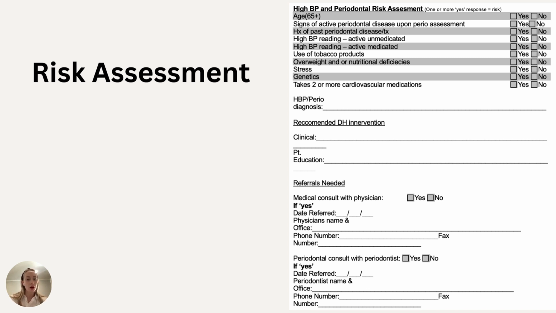And then the bottom half of this is referrals needed. So based on the outcome of this risk assessment, as well as other tools you're using, you can determine whether a medical consult with a physician may be indicated. If it is indicated, we're going to check yes, and then we're going to fill the rest out. Essentially, the rest is just any information that may be pertinent to the physician or to our records.